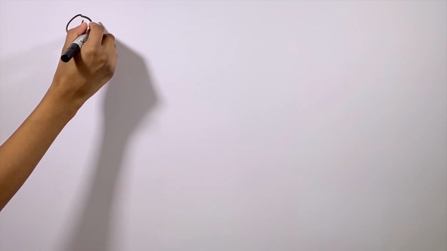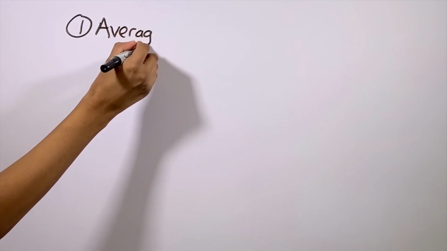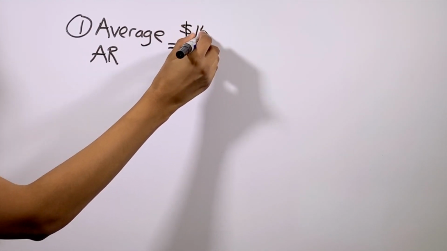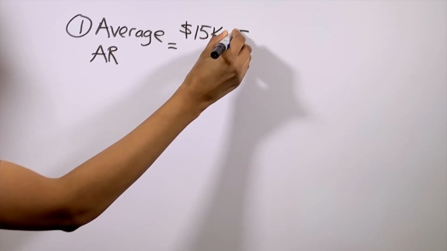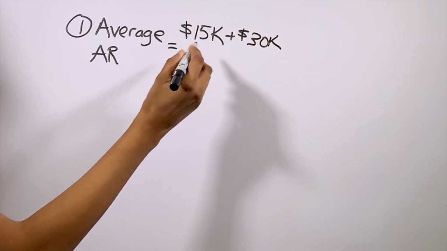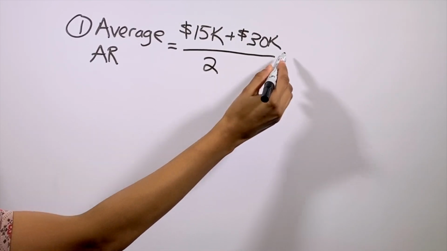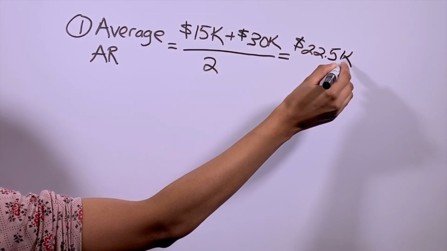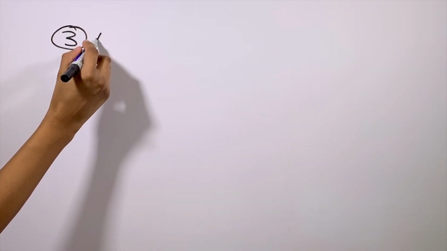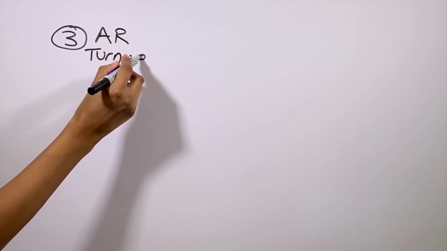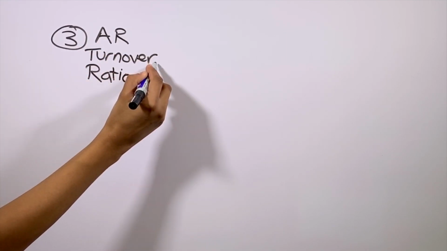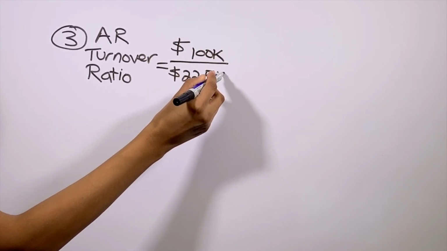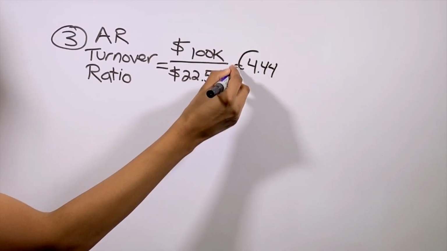To calculate the accounts receivable turnover ratio for ABC Bakery, first calculate the average accounts receivable. Add up the opening year accounts receivable, $15,000, and the end of year accounts receivable, $30,000, and divide by 2 to get the average accounts receivable, $22,500 in this case. Next, plug your numbers into the accounts receivable turnover ratio formula. Take the net credit sales of $100,000 and divide by the average accounts receivable, $22,500, to get 4.44.